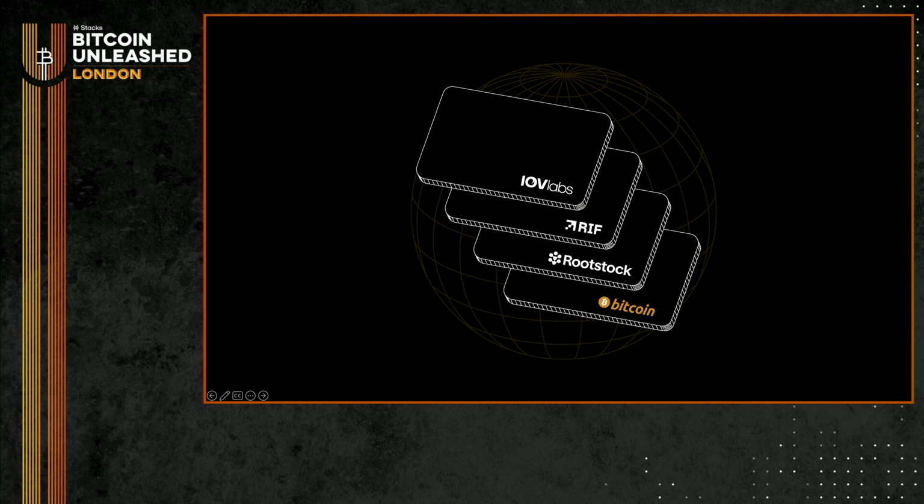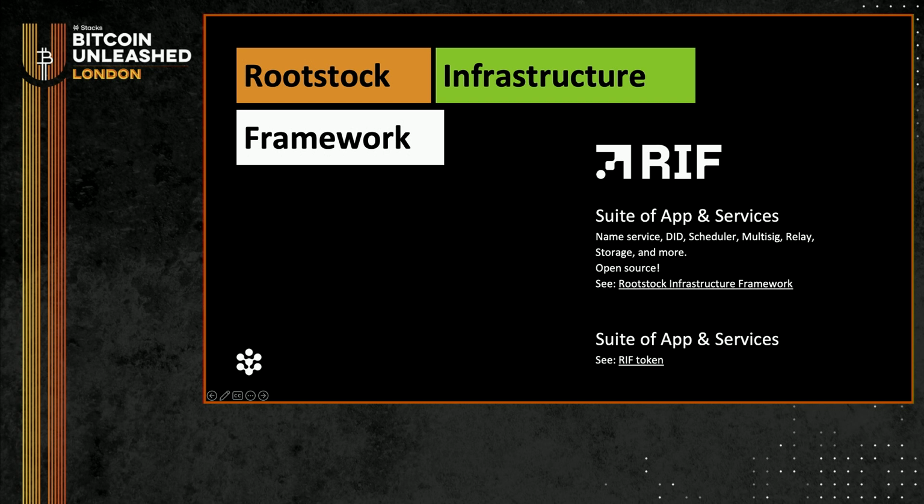So we covered part of what Rootstock is. Well, we know what Bitcoin is. I introduced myself as head of architecture at IOV Labs. We initially developed the Rootstock blockchain, and now we support it alongside the community. And we are also developing this RIF framework, which I'm going to start explaining now. It stands for Rootstock Infrastructure Framework. It's both a framework and also a token.